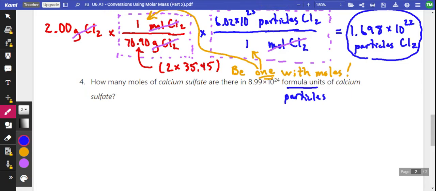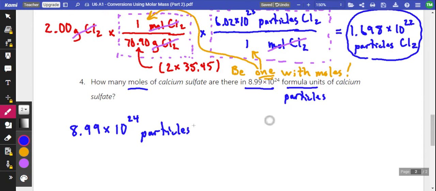It's the lowest ratio of that ionic compound. In this case, our compound is calcium sulfate. So let's start out our problem with this 8.99 times 10 to the 24th. Try and convert it into moles of calcium sulfate. So let's see here. 8.99 times 10 to the 24th. Okay, this is particles of calcium sulfate.